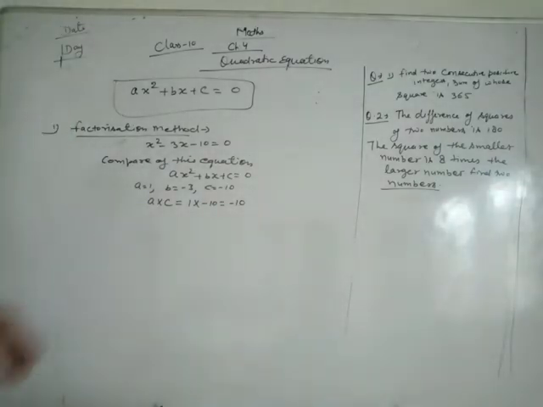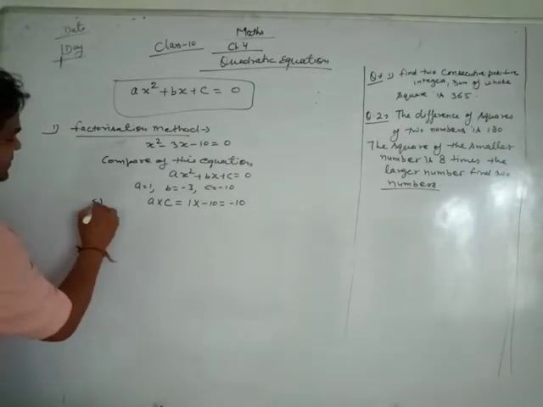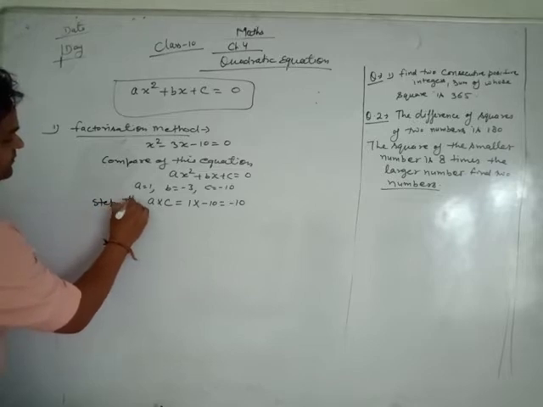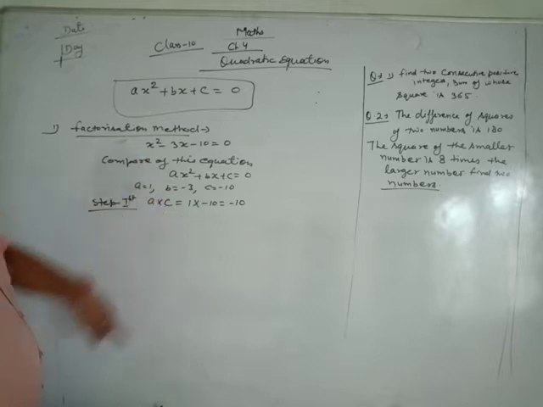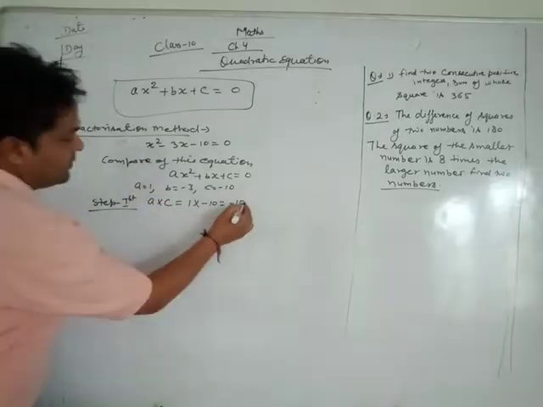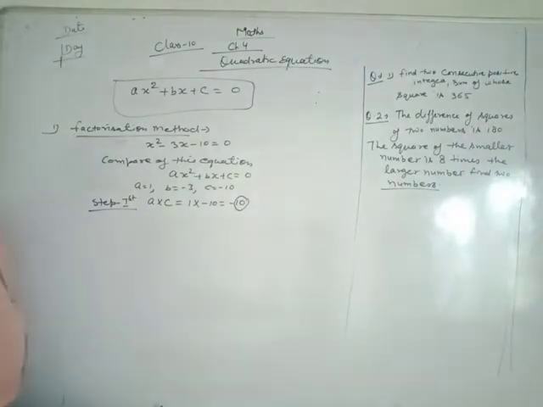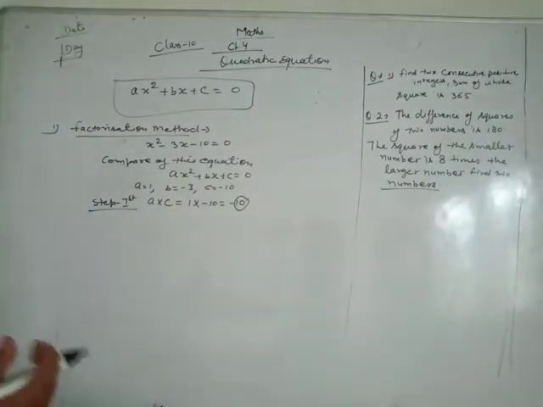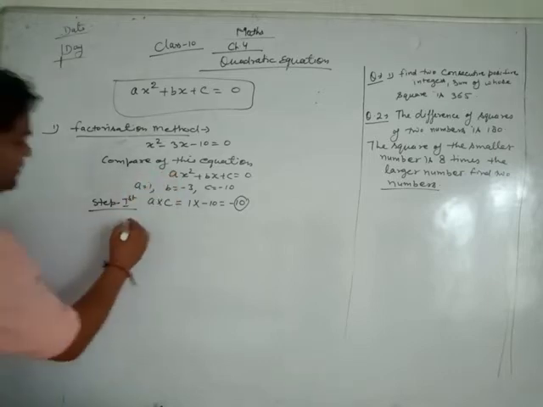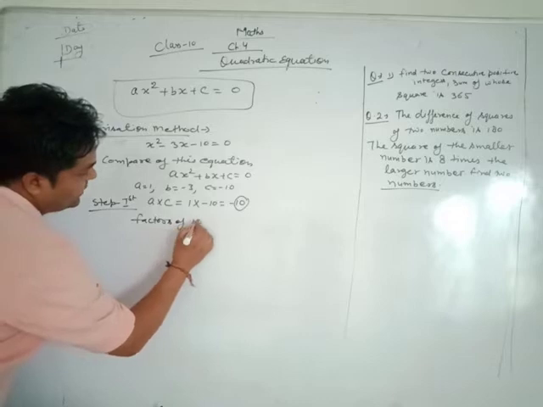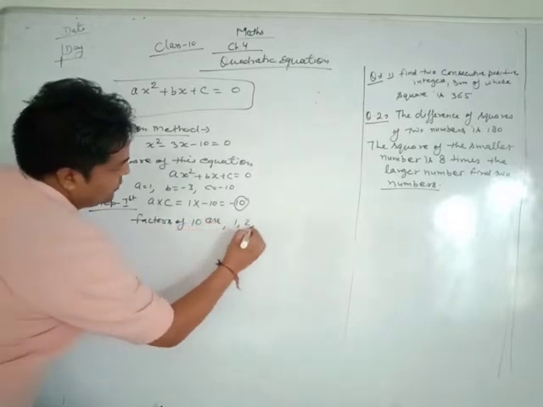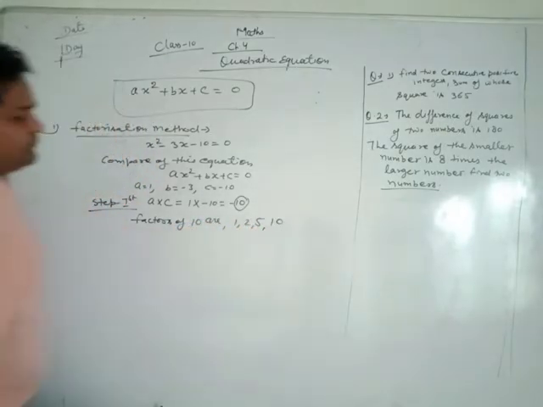This is the first step. We first compare both equations, then a multiplied by c equal to -10. Second, we take 10 and find the factors of 10. The factors of 10 are 1, 2, 5 and 10.